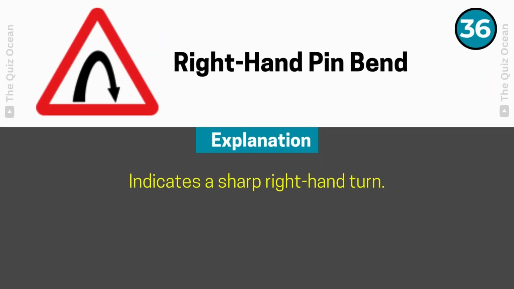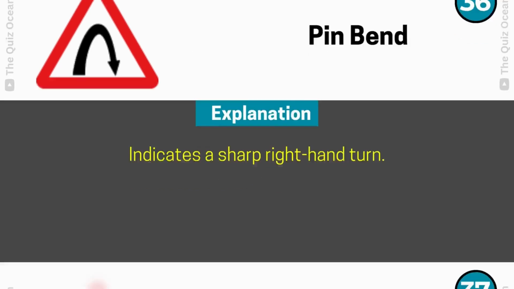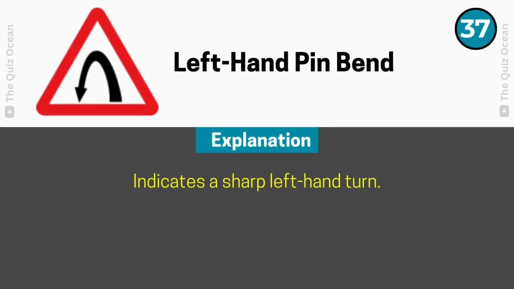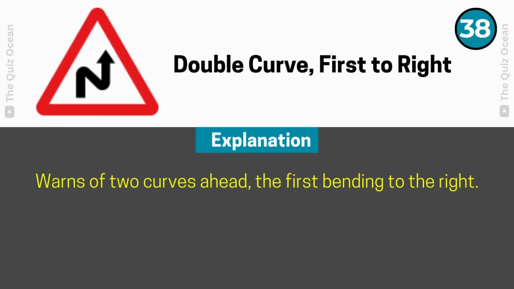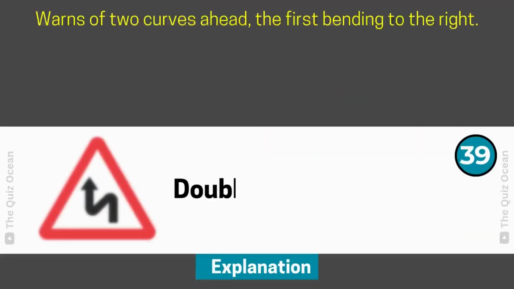Right-hand pin bend sign. Indicates a sharp right-hand turn. Left-hand pin bend sign. Indicates a sharp left-hand turn. Double curve, first to right sign. Warns of two curves ahead, the first bending to the right.